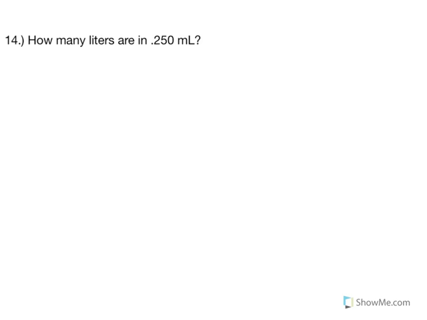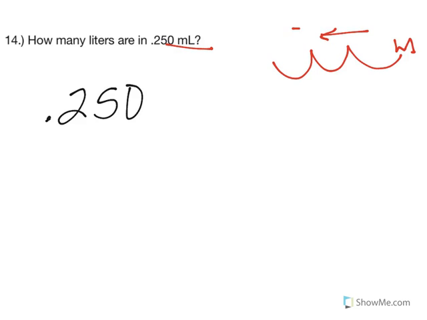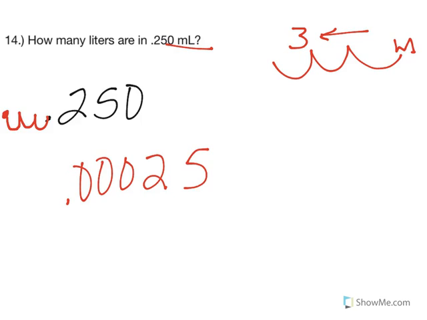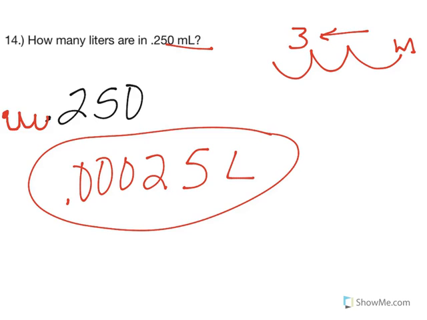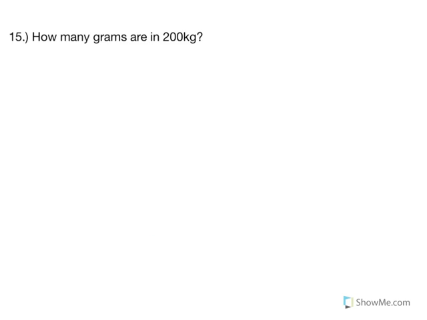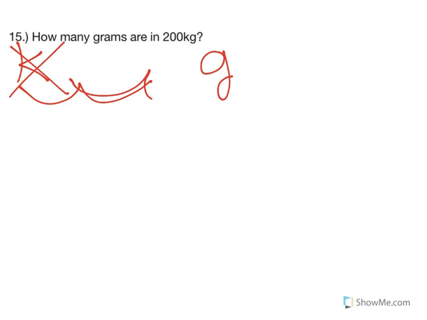How many liters are in 0.250 milliliters? Okay, so we have 0.250. I start with milliliters. They're over here at the very end. And I've got to go 1, 2, 3 places to the left. Well, I didn't set this up very well, did I? So 1, 2, 3 places to the left. I've got to put 3 zeros in front of that. So we've got super small liters. Super small. Grams and kilograms. All right, so kilograms are on this side, grams are in the middle. 1, 2, well, I start here. 1, 2, 3.